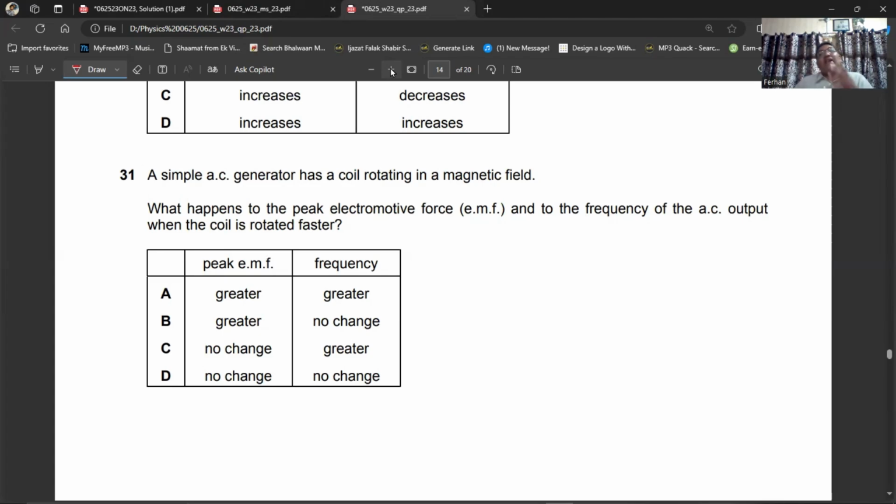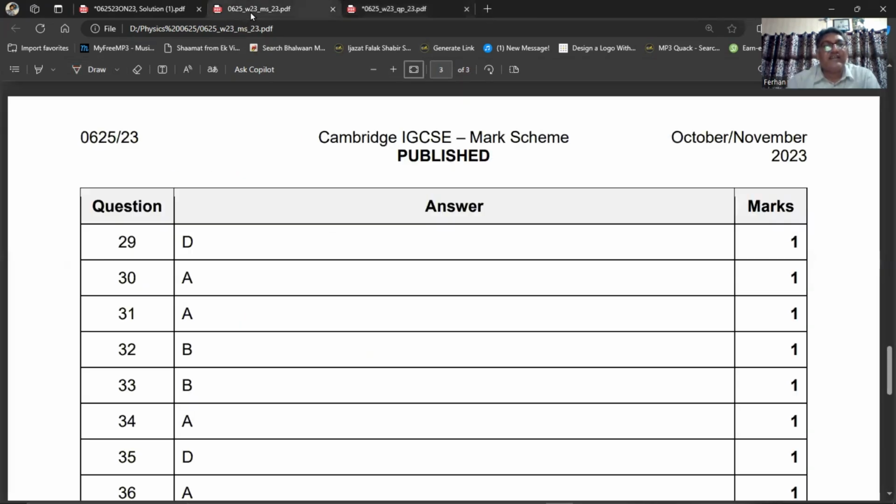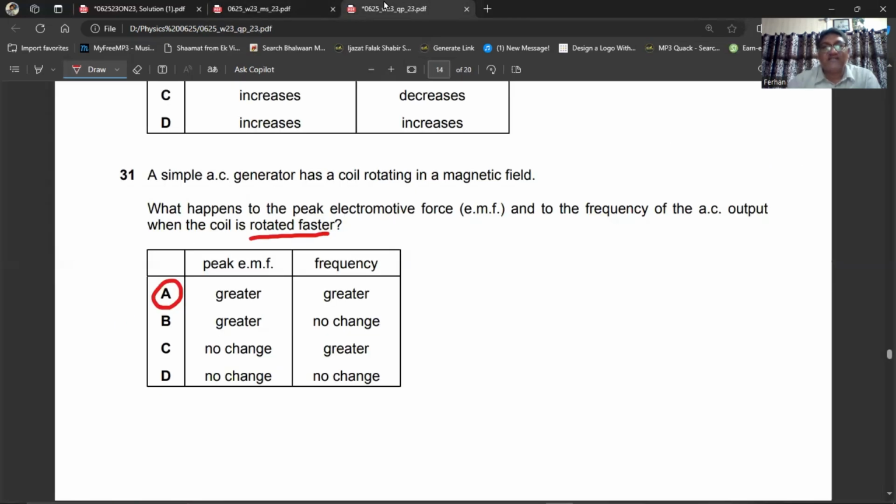And when you rotate the coil in the generator faster, the voltage which is induced, the EMF, is also greater. So the peak EMF will be greater, and the frequency will be greater when the coil is rotated faster. So I think A is the option, sir. Question number 31, A is the option. Yeah, that's right.